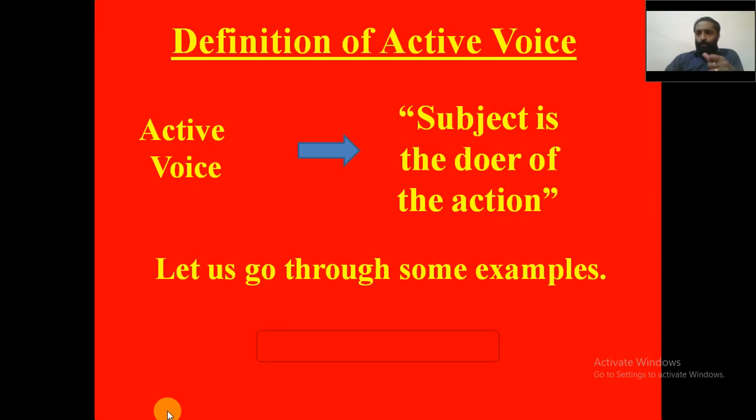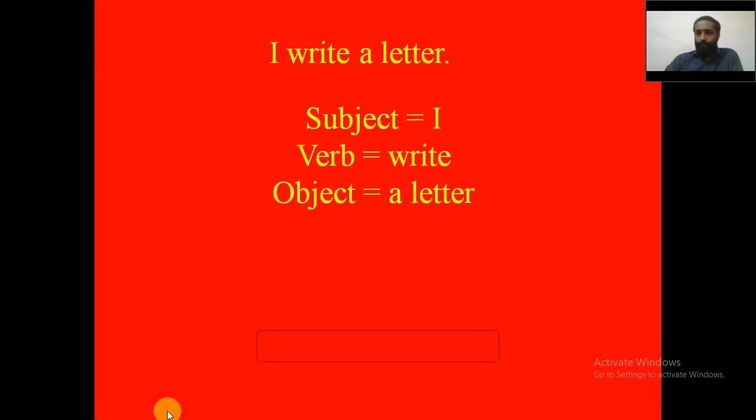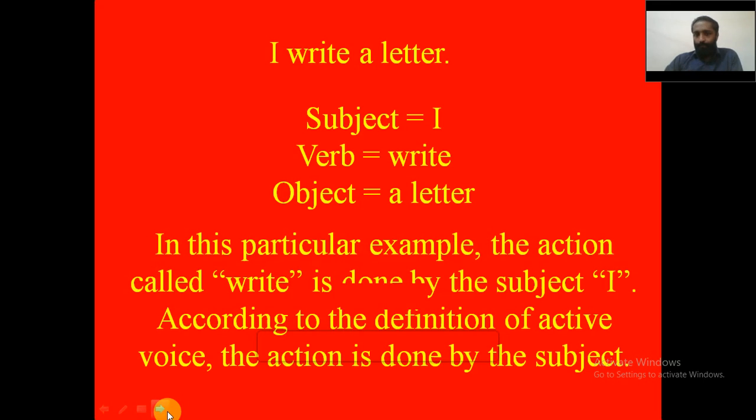Let's go through some examples and I will make you understand it better. Take the first example, I write a letter. Subject is I, verb is write, object is a letter. In this particular example, the action called write is done by the subject called I. So when the subject is the doer of the action, that is the definition of active voice. In this particular example, I, that is a subject, is the one who does the particular action called writing.